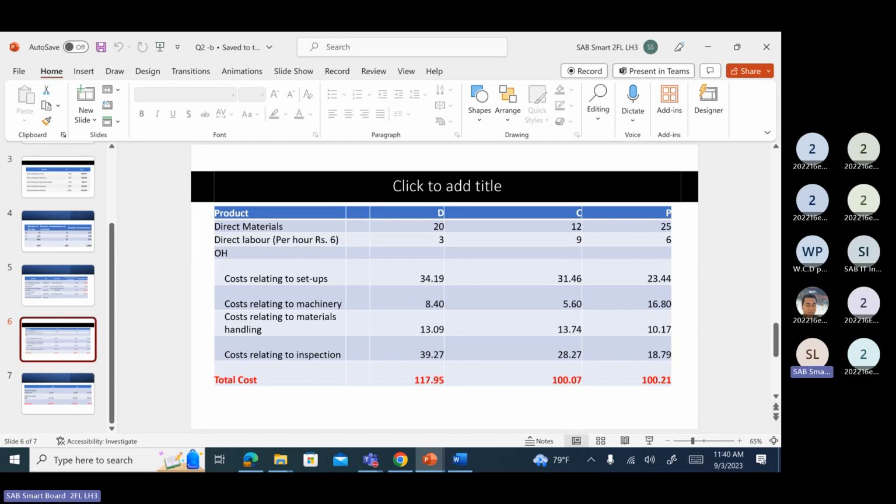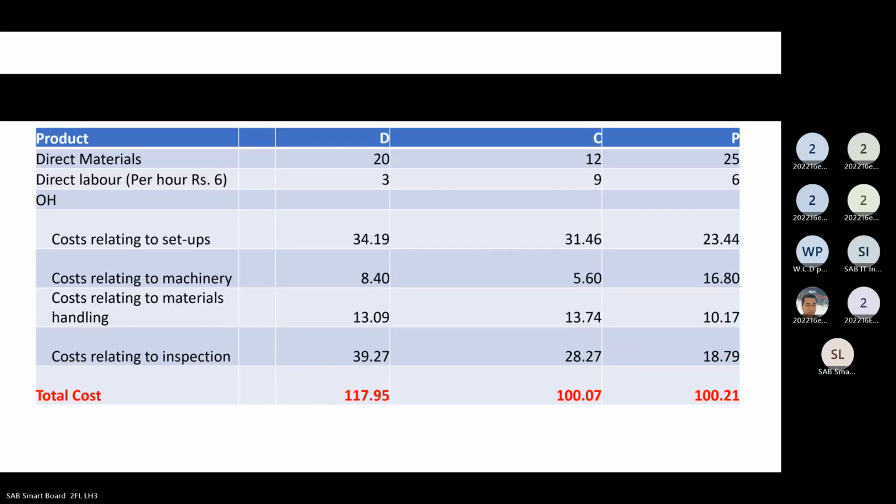So direct material and direct labor are the same as the previous setup cost. These are the figures, right? We have to take the cost driver rate multiplied by the total number, divide by the number of units.